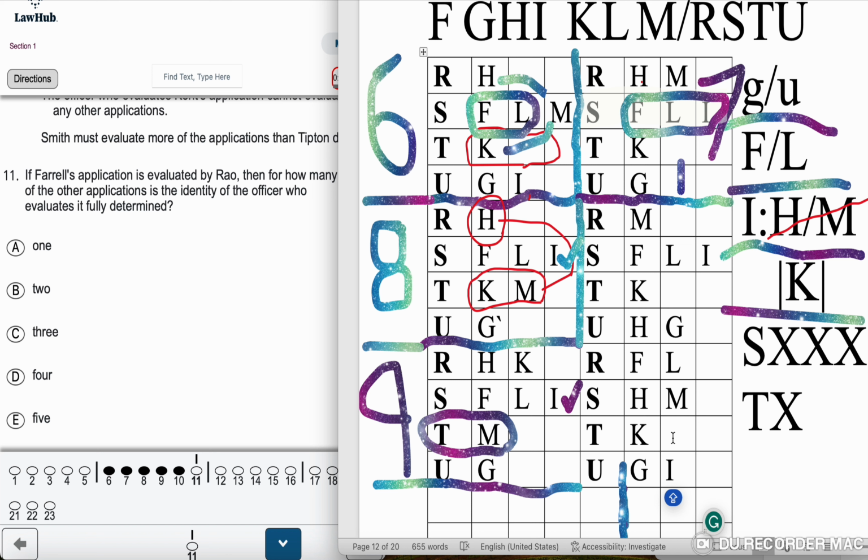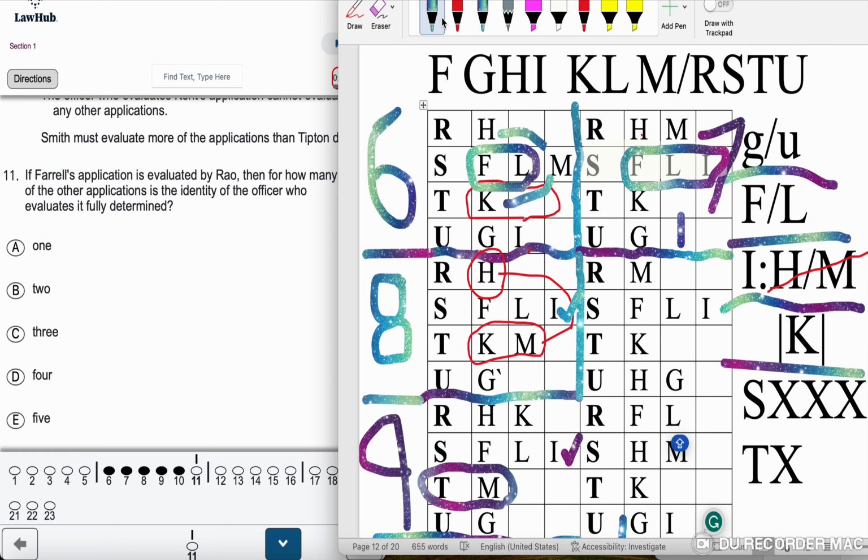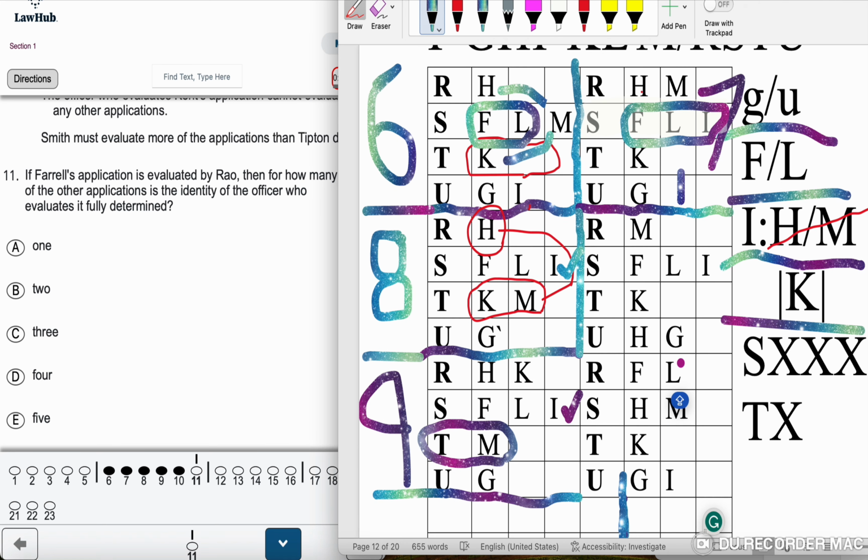So if F's application is evaluated by R, which it is right here, for those of you guys who don't see it, I'm going to go ahead and move my mouse around it. Then for how many of the other applicants is the officer who evaluates them fully determined? So if F goes to R, then for how many of the applicants is the officer who evaluates them fully determined? So okay, that's good for 1, for L, so I'll just put a dot right there.